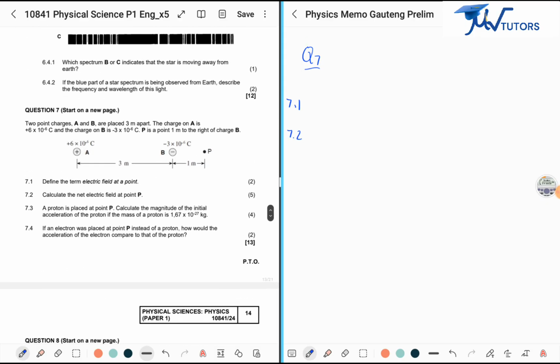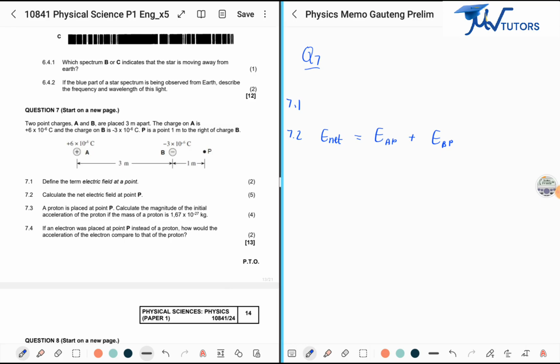Question 7.2. Calculate the net electric field at a point. Okay, so I shouldn't have left the formula sheet, but the net electric field at a point basically is the sum of all the electric fields. So electric field according to A and the electric field according to B, in relation to P. So A in relation to P and B in relation to P. So at this point, you see there are 5 marks there.